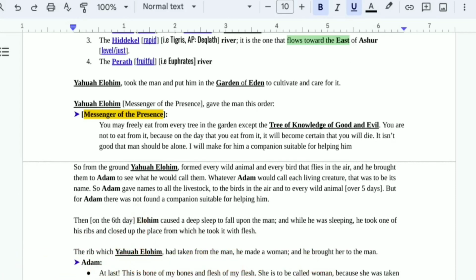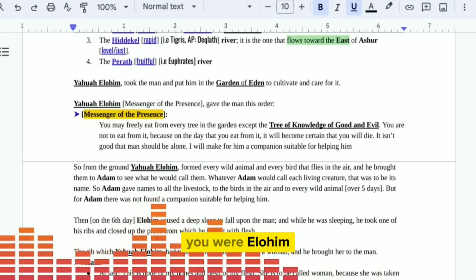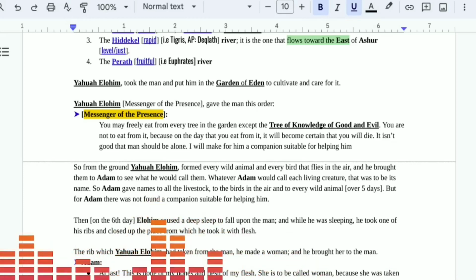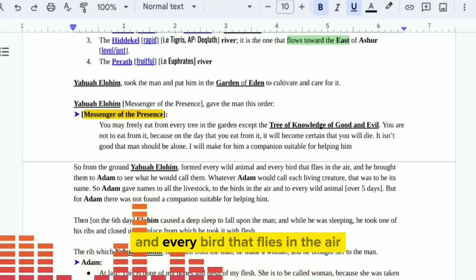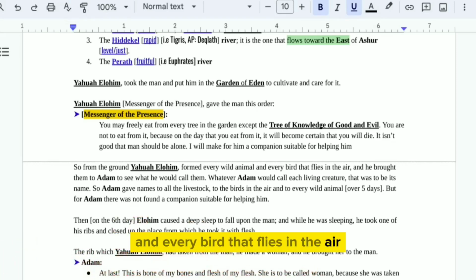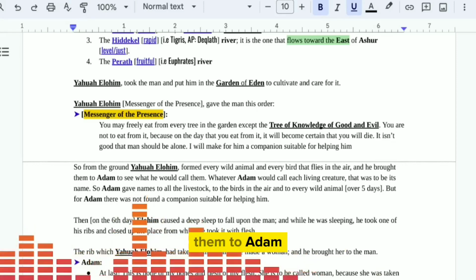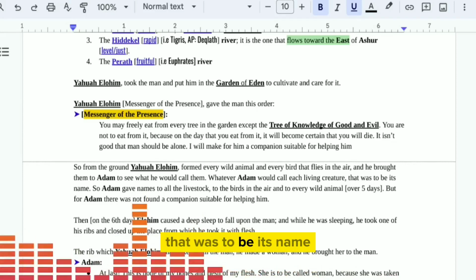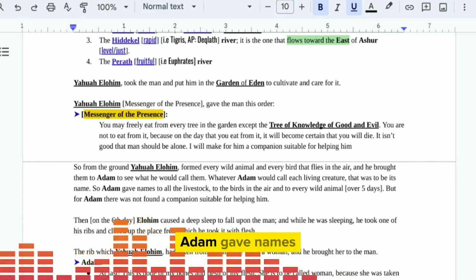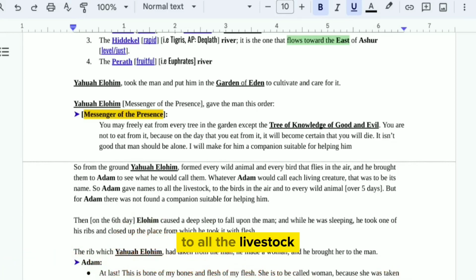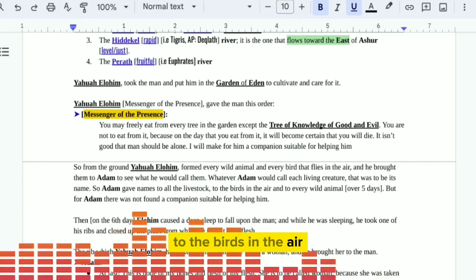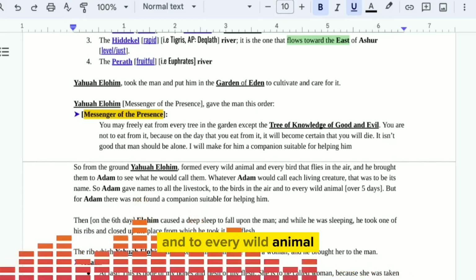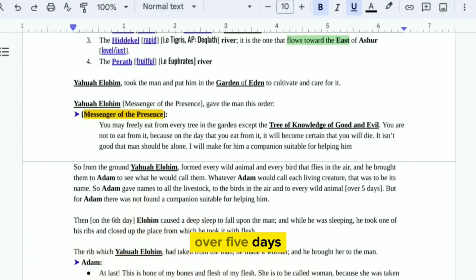Okay, alright. So from the ground, Yahuwah Elohim formed every wild animal and every bird that flies in the air, and he brought them to Adam to see what he would call them. And whatever Adam would call each living creature, that was to be its name. So Adam gave names to all the livestock, to the birds in the air, and to every wild animal over 5 days.